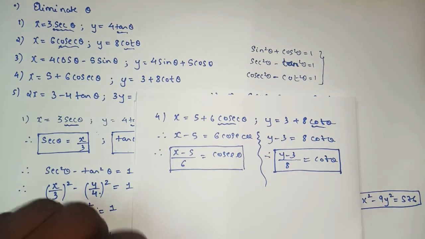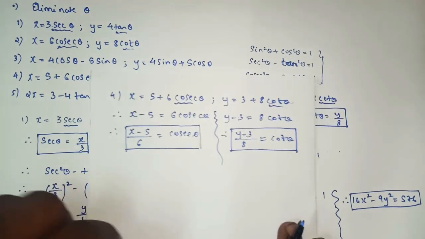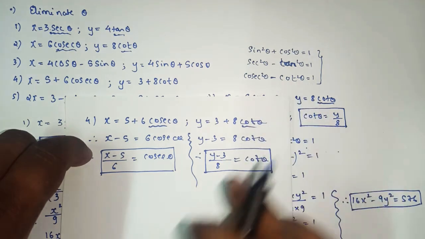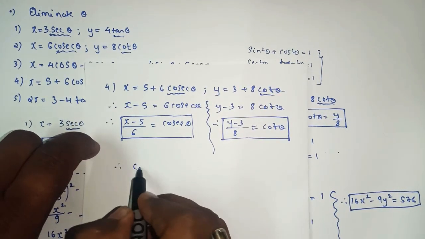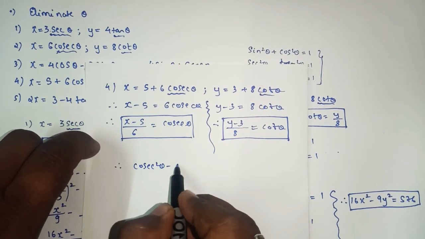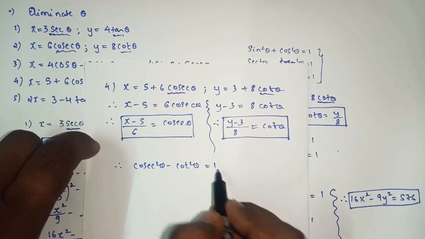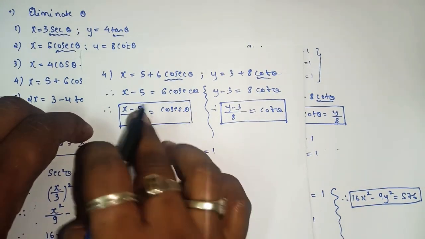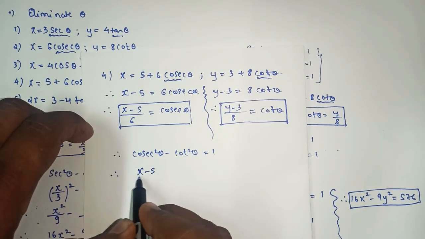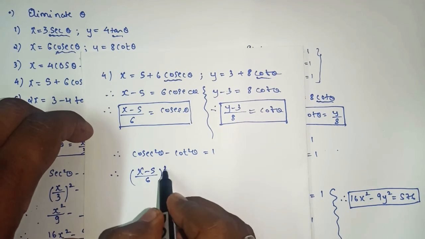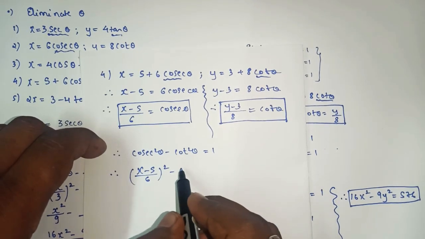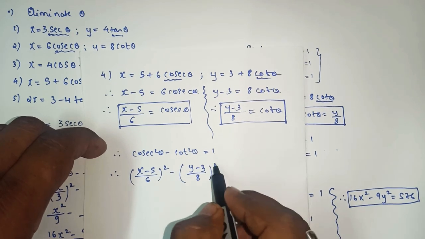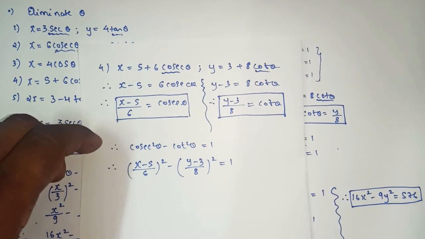Now after this, as we know there is one relation between cosec and cot to eliminate theta, that is cosec square theta minus cot square theta equals 1. So we know that cosec square theta minus cot square theta is equal to 1. Therefore your cosec is what? X minus 5 upon 6 the whole square. Yes or no? And cot is what? Y minus 3 upon 8 the whole square equals 1.